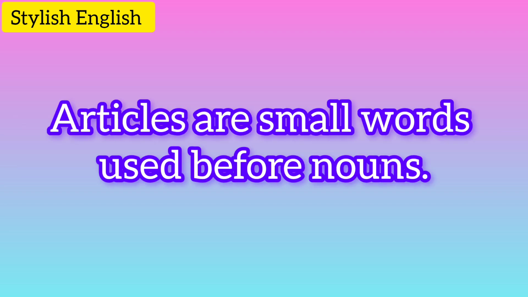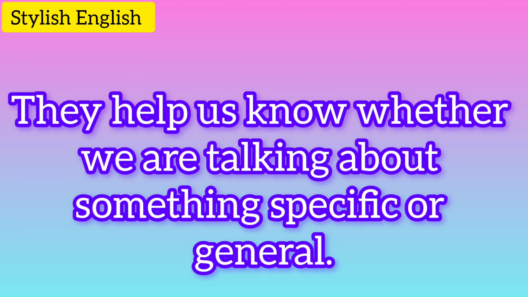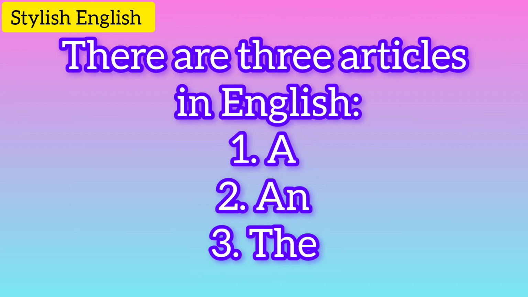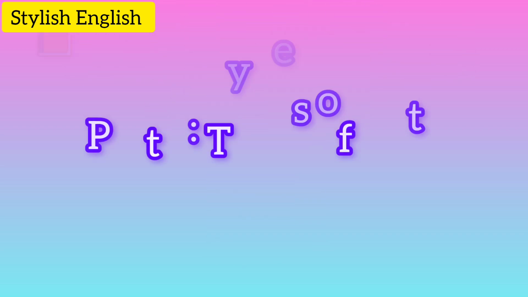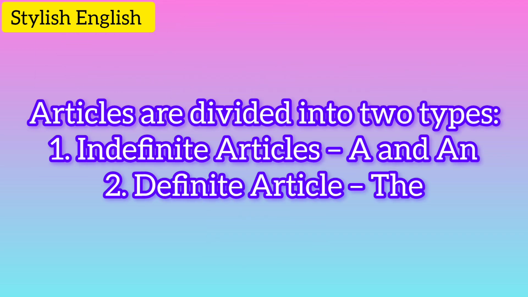Articles are small words used before nouns. They help us know whether we are talking about something specific or general. There are 3 articles in English. 1. A. 2. An. 3. The. Types of articles. Articles are divided into 2 types.